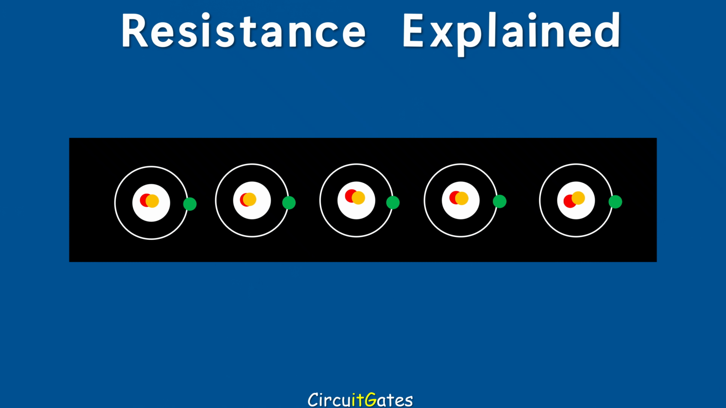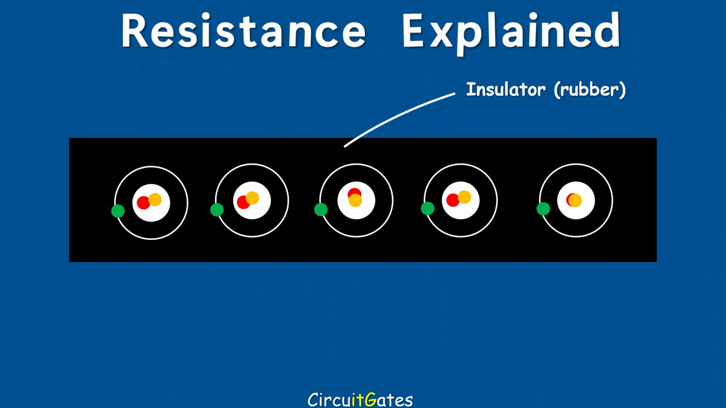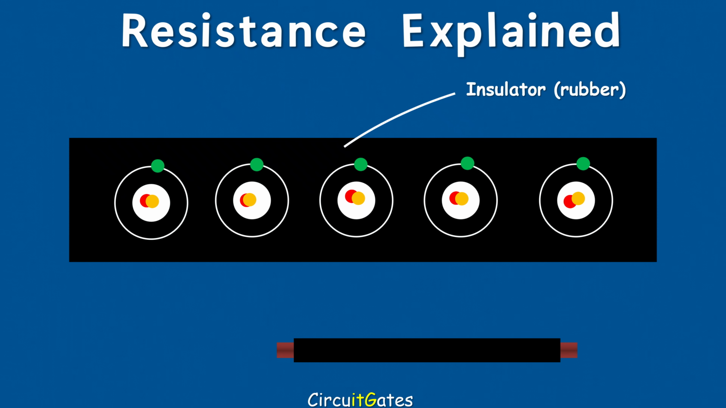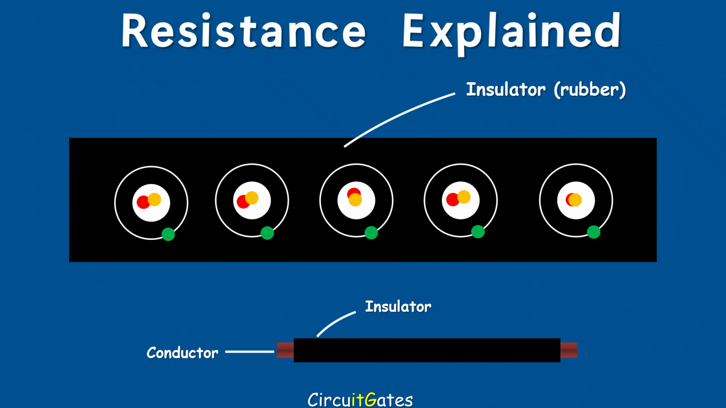In insulators, electrons are tightly held by the nucleus. They can't even jump from one atom shell to another. These materials have very high resistance. In electrical work, insulators are used to cover current-carrying conductors, so that flowing electrons are kept contained inside a conductor.